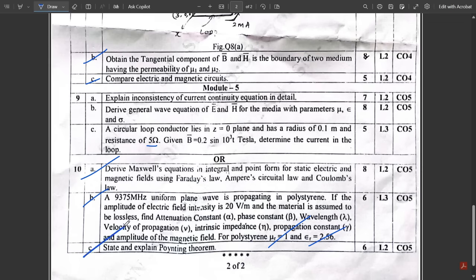And this is also a direct question. I've told you it would be appearing. That is, state and explain Poynting theorem. Okay, so this was a direct question. I've made one separate video for this as well. So those who have watched it, it would be easy for them. They would be scoring the marks.